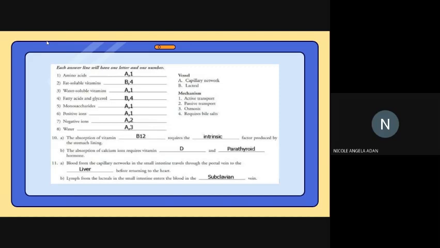For number 10A, the absorption of vitamin B12 requires the intrinsic factor produced by the stomach lining. For 10B, the absorption of calcium ions requires vitamin D and parathyroid hormone.